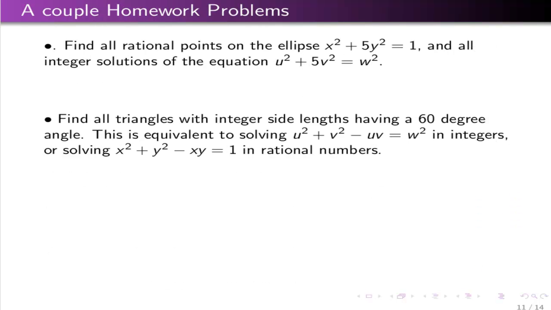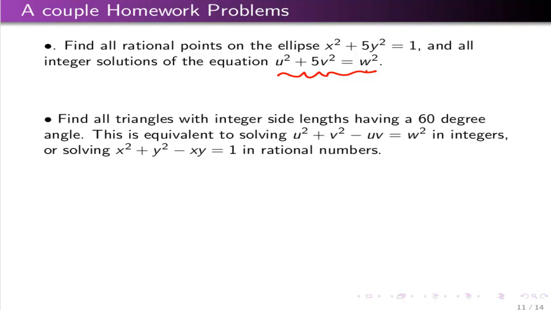All right, here's a couple homework problems where you do problems of this type. In the first one, I want to find all rational points on the ellipse x squared plus 5y squared equals 1, and that would correspond to finding all integer triples u, v, and w. They're not going to be Pythagorean triples, but they satisfy u squared plus 5v squared equals w squared.